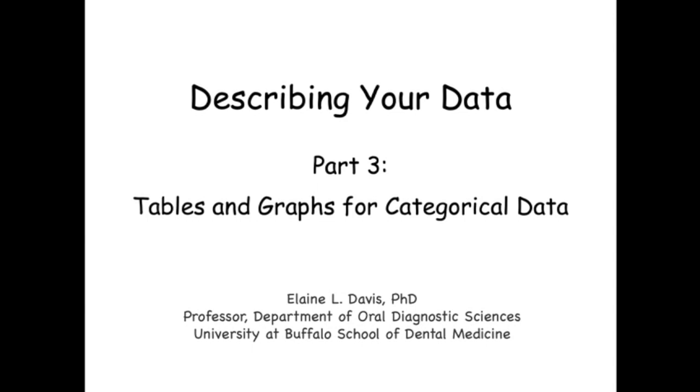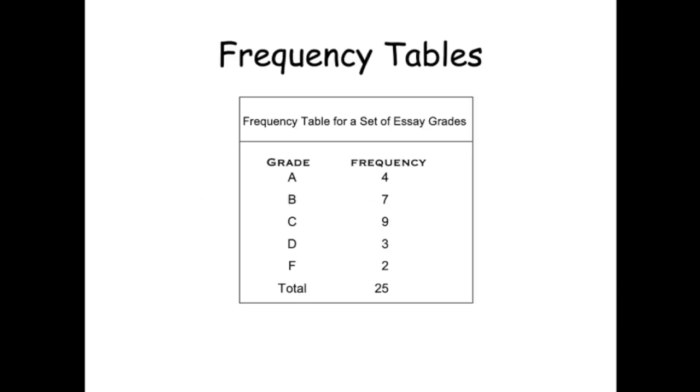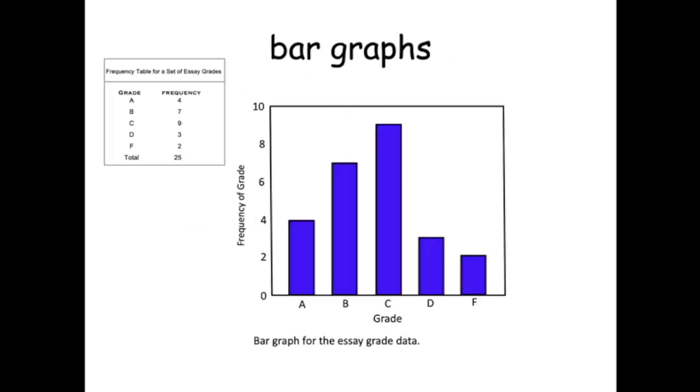This video shows how to use tables and graphs to describe categorical variables. We usually start with a frequency table. The variable we're describing is essay grade, which has 5 categories or values. To the right is the frequency with which each value occurs. We turn frequency tables into graphic representations in the form of bar graphs, line graphs, or pie charts.